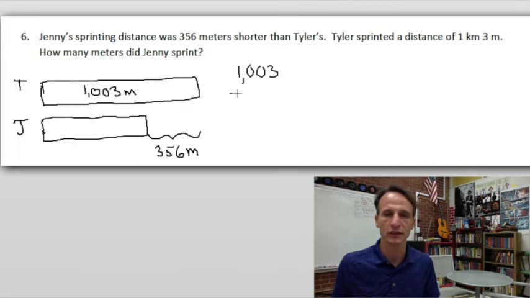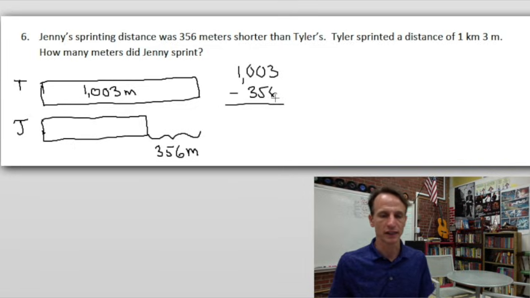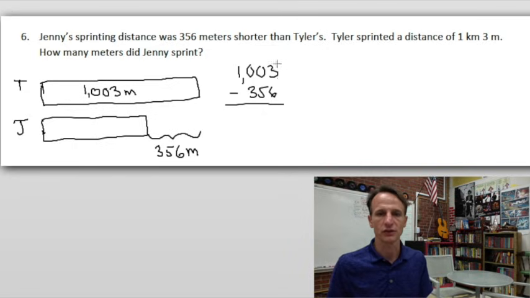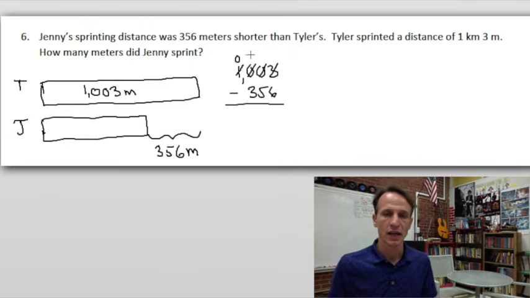1,003 minus 356. And you see we got some regrouping to do here. Splendiferous. All right, so we can't take 6 from 3 without doing some decomposing. So we'll take this 1,000, leaving none. And here I'm going to do it step by step so you don't get confused.